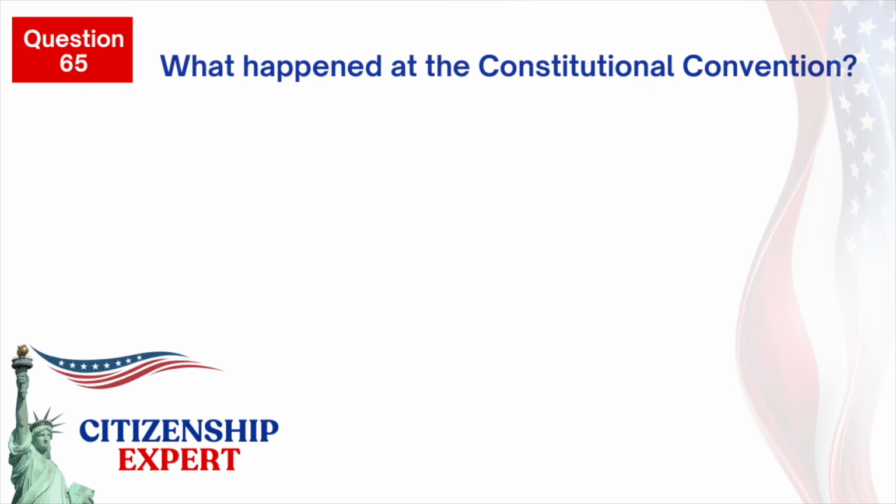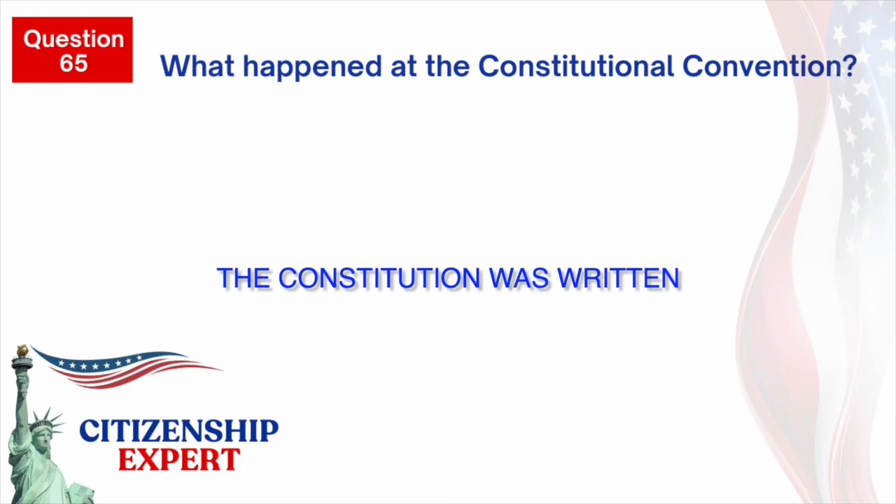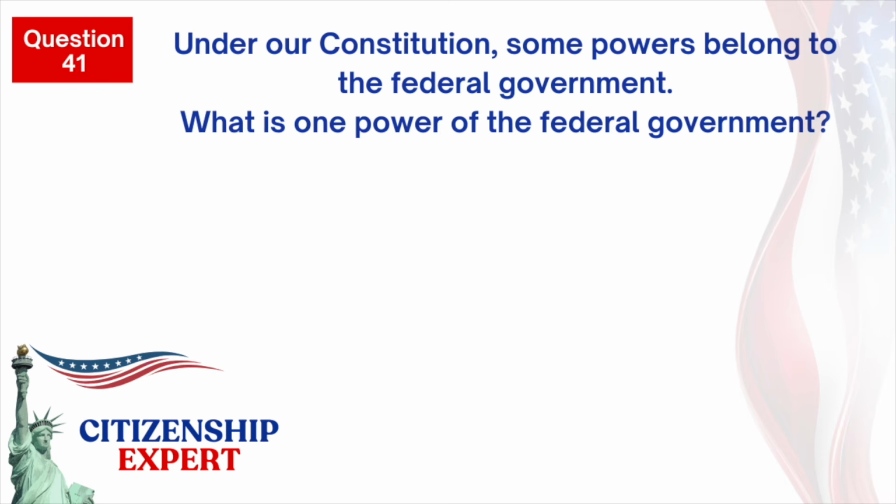What happened at the Constitutional Convention? The Constitution was written. Under our Constitution, some powers belong to the federal government. What is one power of the federal government? To print money.